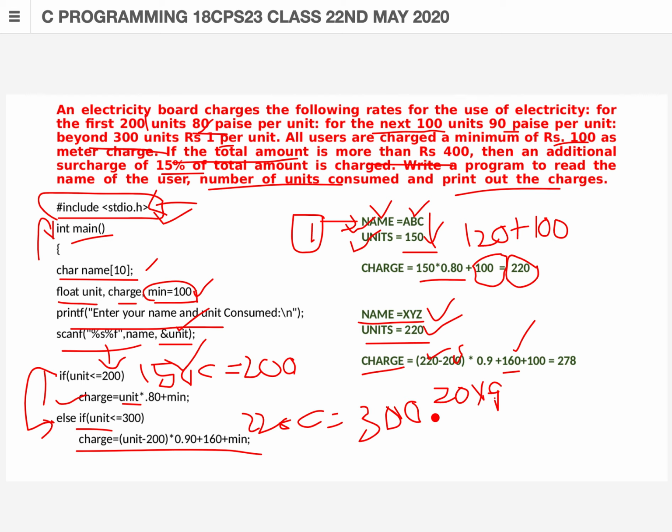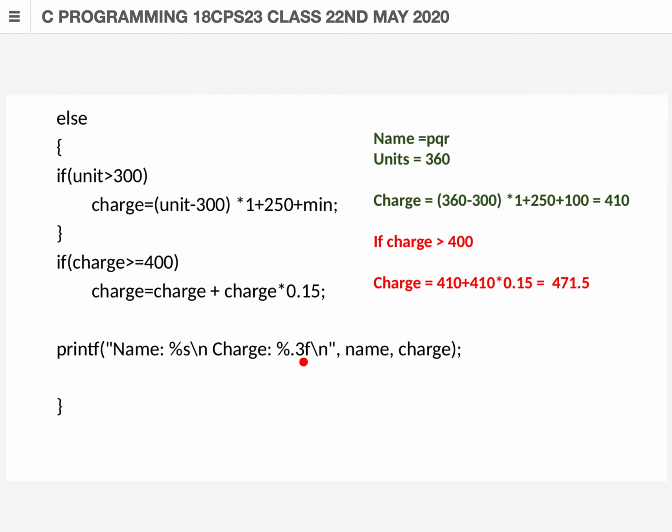And for additional units, that is more than 200 up to 300, 20 units are there. 20 into 0.9, we are going to get 18. So 18 plus 160 plus 100, totally 278 rupees is the amount charged for the units less than 300. So one more condition is put over there: if the amount is more than 400, an additional 15% will be charged. That I'll show in the next process here.